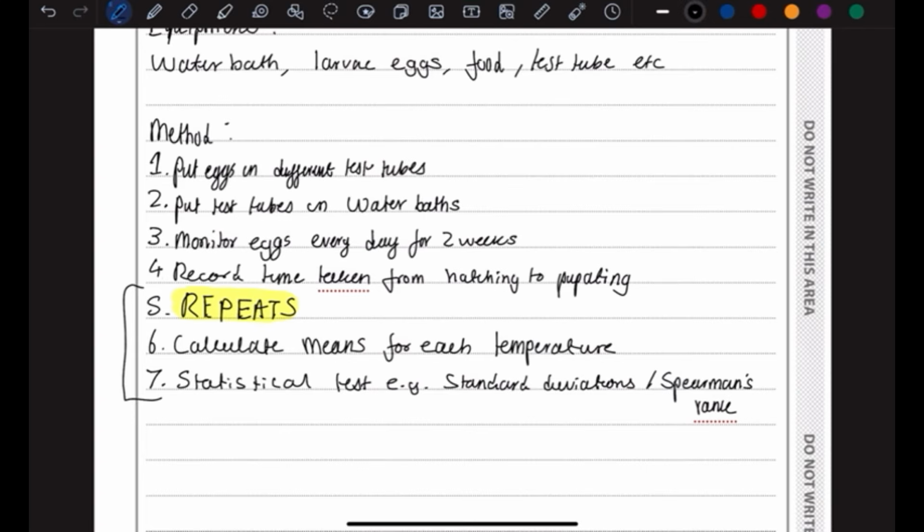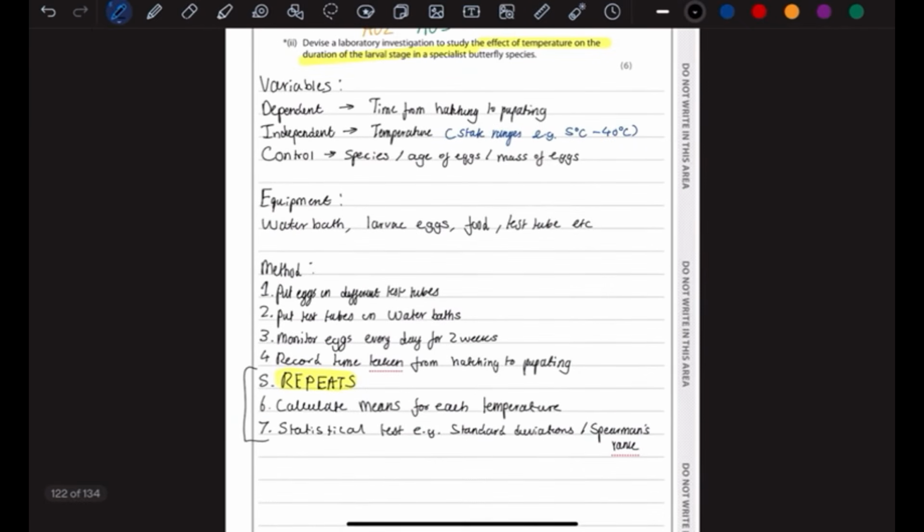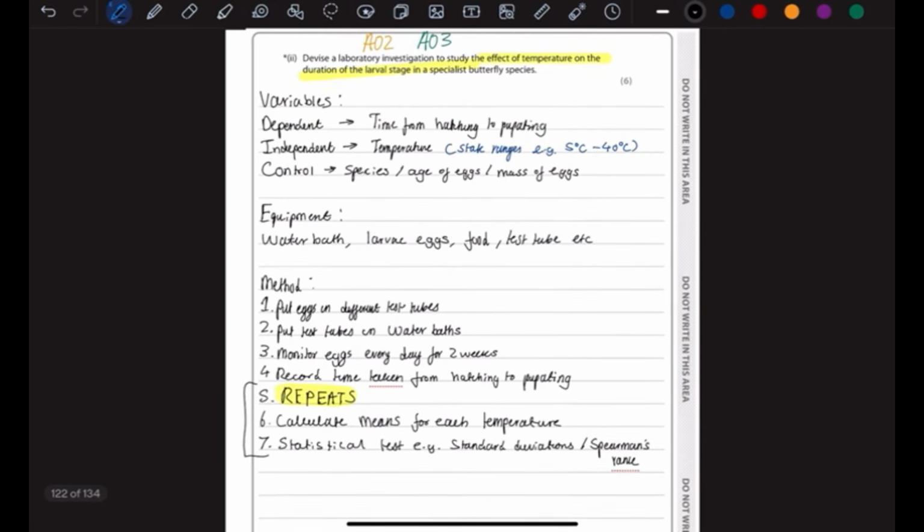Yeah. I want you to mention repeats. So crucial. Get you a mark every time. Just mention that you do repeats. Calculate the mean. Do a statistical test. Just add them in. Even if you didn't do it on the day of the practical, add it in. It will get you some more marks. Yeah. That's how I would structure answering a practical question to get your marks.